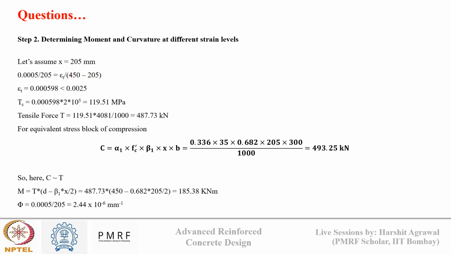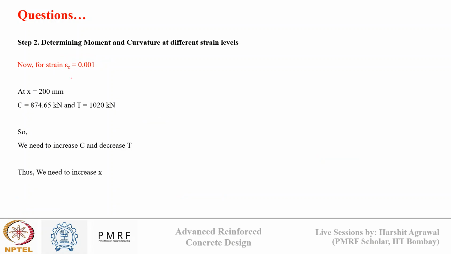So I assume 205. I did the calculation and I found it to be very close. So if it is close, this means that my assumption is right and I can calculate the moment and the curvature now. Similar process I repeated for 0.001.